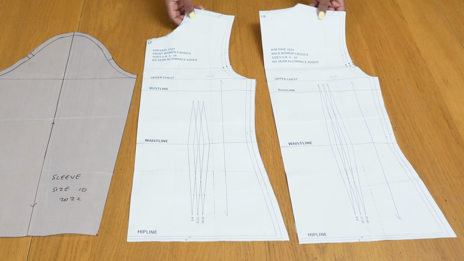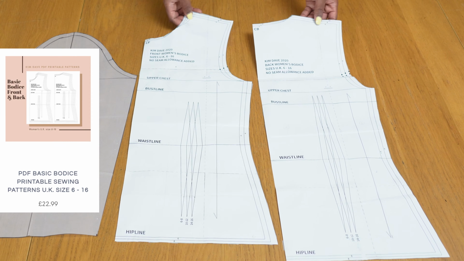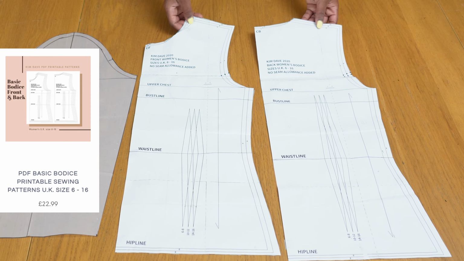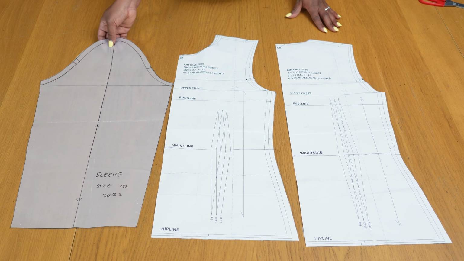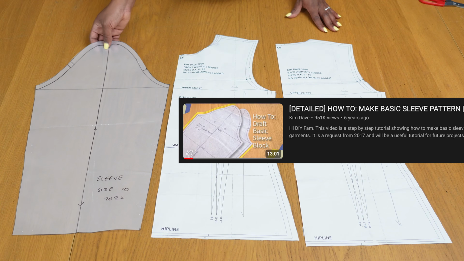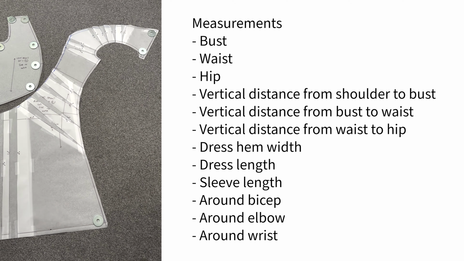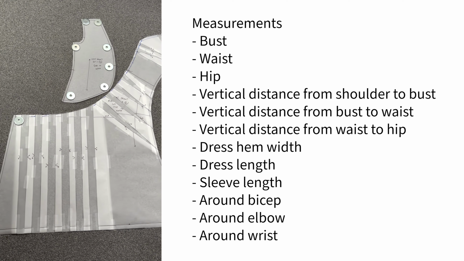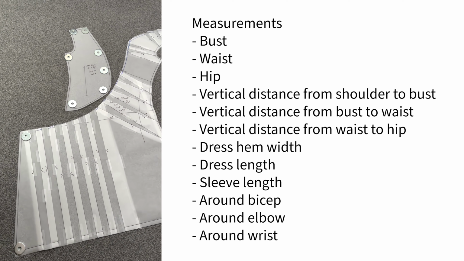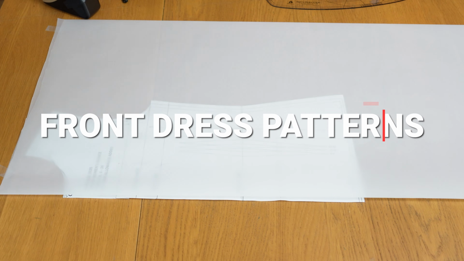For this project, I'm going to be working with three main patterns. The first is my basic bodice, which is going to help me save a lot of time. This I'm going to be linking on the screen and down below for anyone who doesn't have one yet. I'm also going to be working from my basic sleeve pattern because the dress actually has sleeves. In addition to those basic blocks, I just wrote down these measurements so I have a guidance or reference point as I create this pattern.